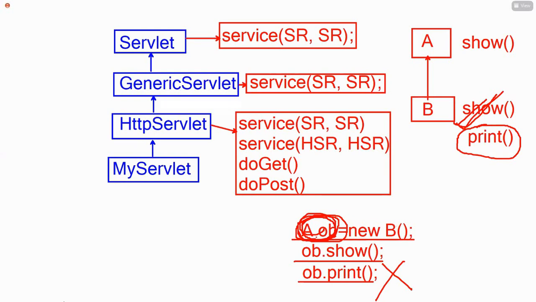So A ob = new B, this line is valid. ob.show, this line is valid. Then the B class definition is called. ob.print, it's an error, because print belongs to B, and with an A reference you cannot access it. But how is this show method accessible? That is only the runtime polymorphism concept. If the method is present in the B class, it is called. If not present, the A class one is called. Like that here also.